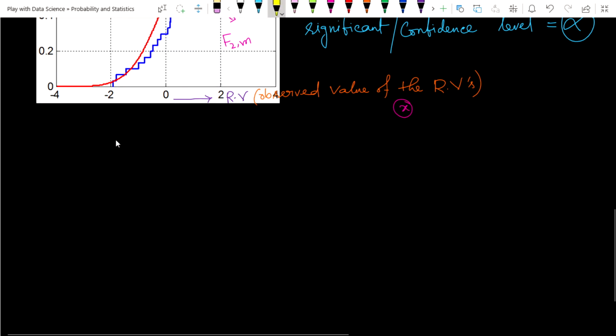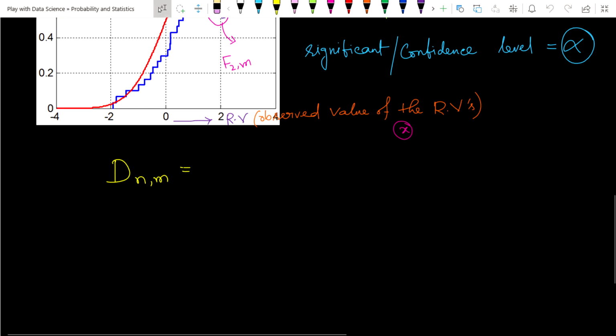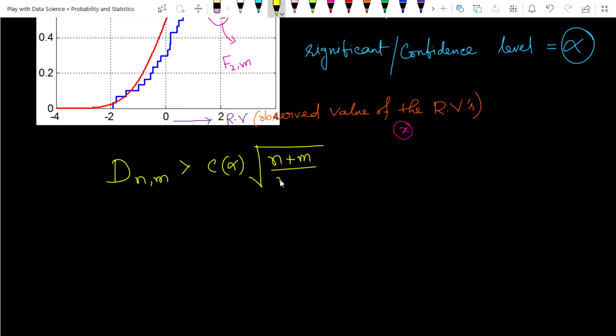If this D_nm is greater than c(alpha) times the square root of (n plus m) by nm, that is, if the D_nm value is greater than this value found for alpha, then we can conclude that we reject the null hypothesis.